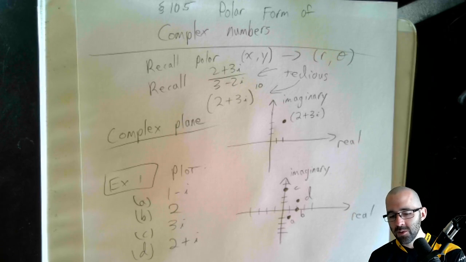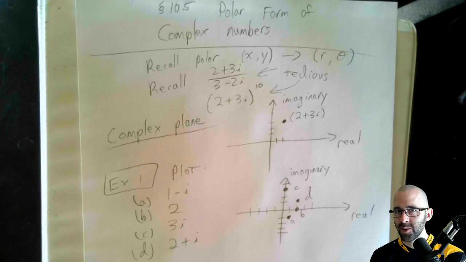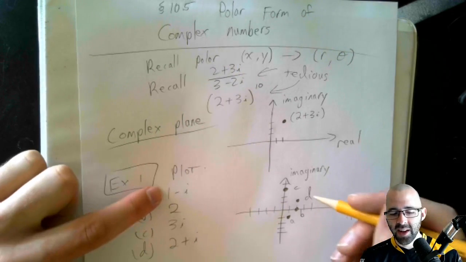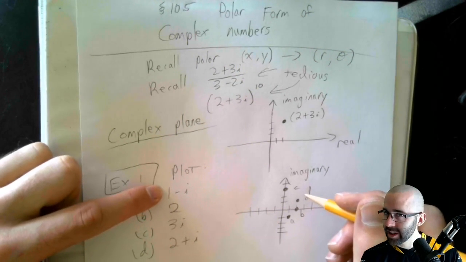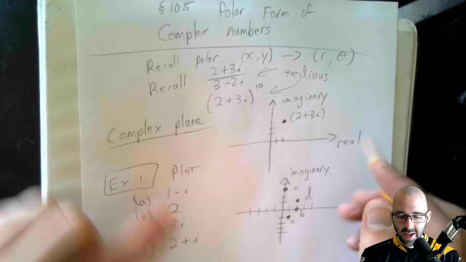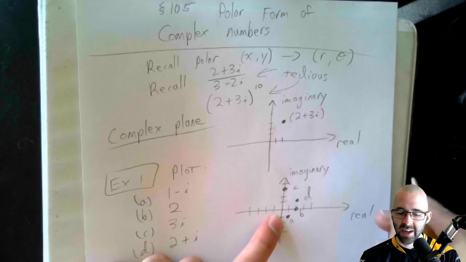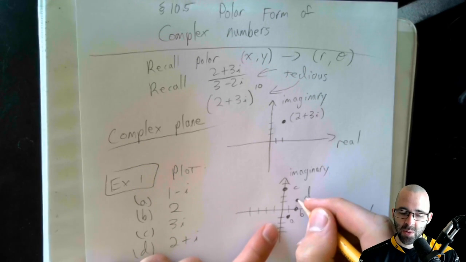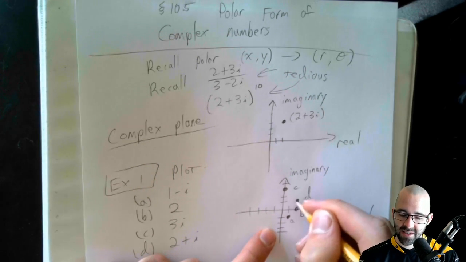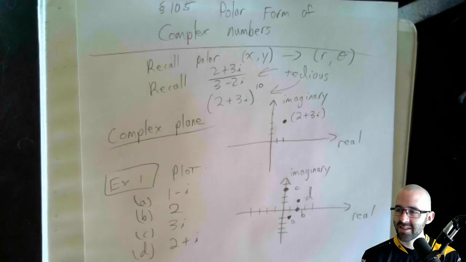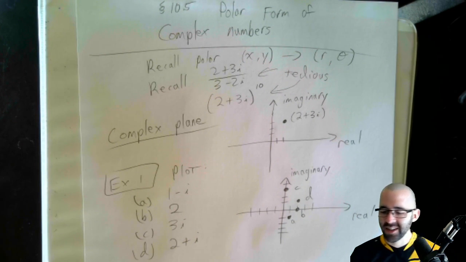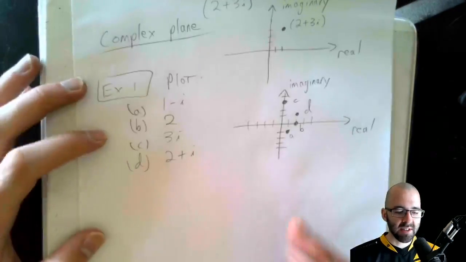So hopefully you can start seeing where this is going. If we're plotting things on the complex plane, currently we're plotting them with Cartesian or rectangular coordinates. But could we not also talk about this in polar coordinates? If we talked about this point with polar coordinates, there's that angle and that radius, and that's where this is going.